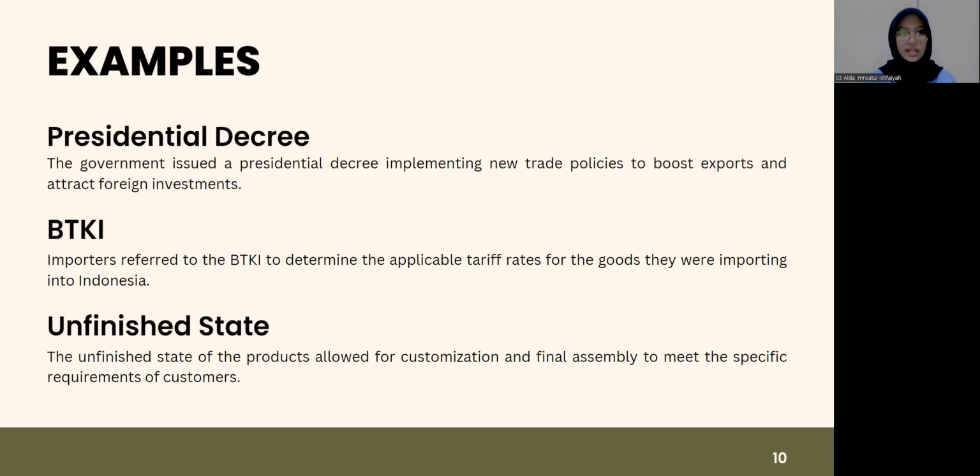Presidential decree. The government issued a presidential decree implementing new trade policies to boost exports and attract foreign investment. BTKI. Importers referred to the BTKI to determine the applicable tariff rates for the goods they were importing into Indonesia. Then the next unfinished state. The unfinished state of the products allowed for customization and final assembly to meet the specific requirements of customers.